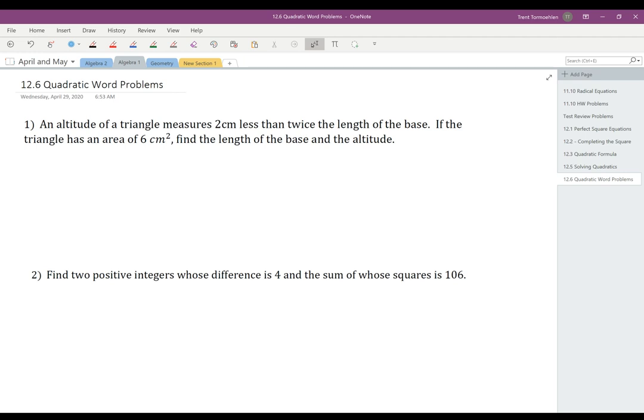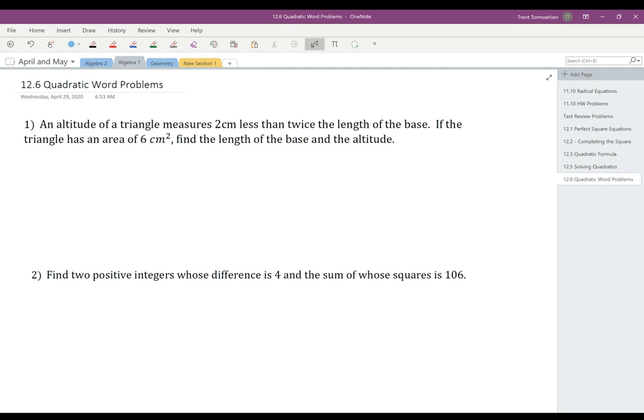Okay, so our last section here is doing quadratic word problems. Most of these are set up in a way that we already are familiar with, and we just need to use what we've learned in this chapter to finish the equations at the end. So the first one, an altitude measures 2 centimeters less than twice the length of its base.